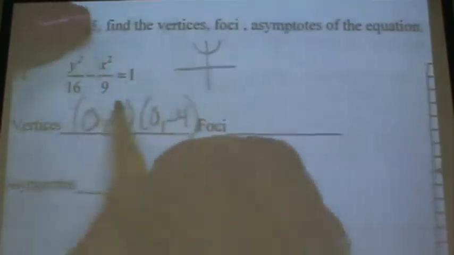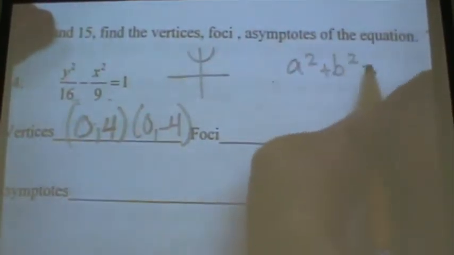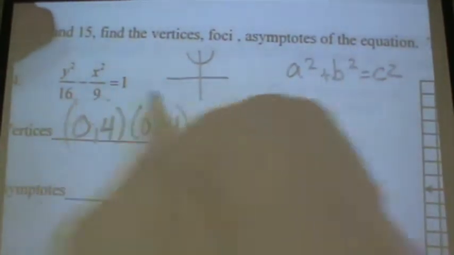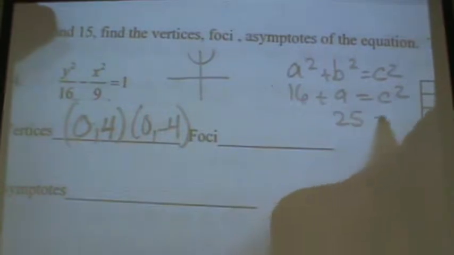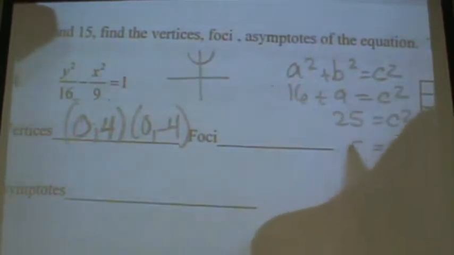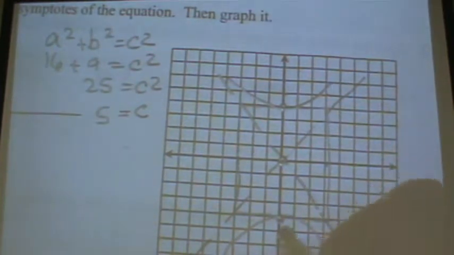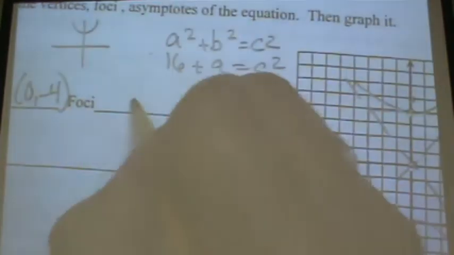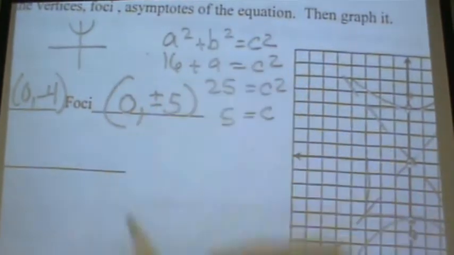Your fixed points, what you have to do is add these. This is a squared plus b squared equals c squared. So add these two up. 16 plus 9 is 25, and c is 5. So you're going to go 5 units this way and 5 units that way. Here are your fixed points. So 0, 5 and 0, -5 are your fixed points.